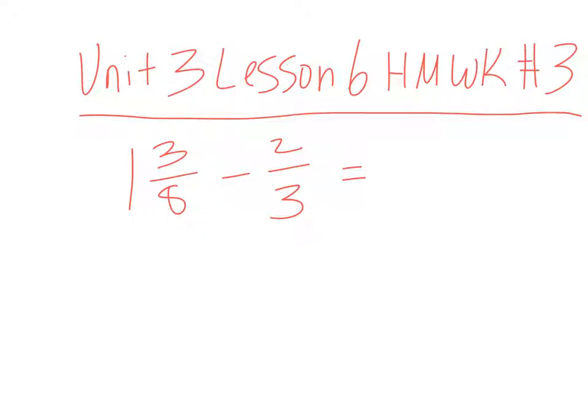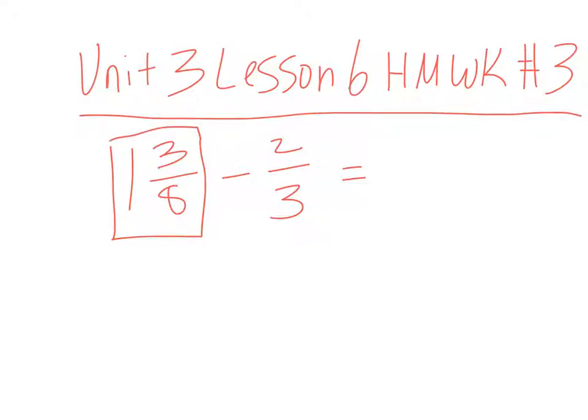Now, hopefully you're noticing a couple of things. Number 1, the denominators are not the same. And number 2, one of them is a mixed number and one of them is a fraction. If that happens, you have to get them to both be fractions before you subtract, and then get a common denominator. So we're going to change 1 3/8 to an improper fraction.